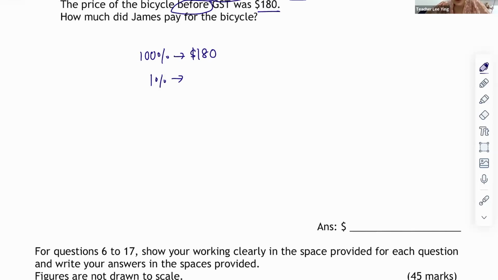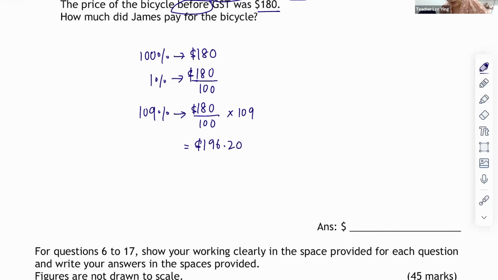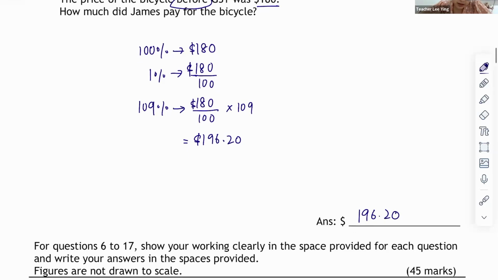I'll calculate this. It doesn't matter whether we find 1% or not, but I'm going to write it in this manner. So 1% is 180 divided by 100. You don't need to calculate this out. It's actually $1.80. So 109% is what he paid. So on my calculator, I will take 180 divided by 100 and multiply it by 109. So that will give me 109%, and that is $196.20.